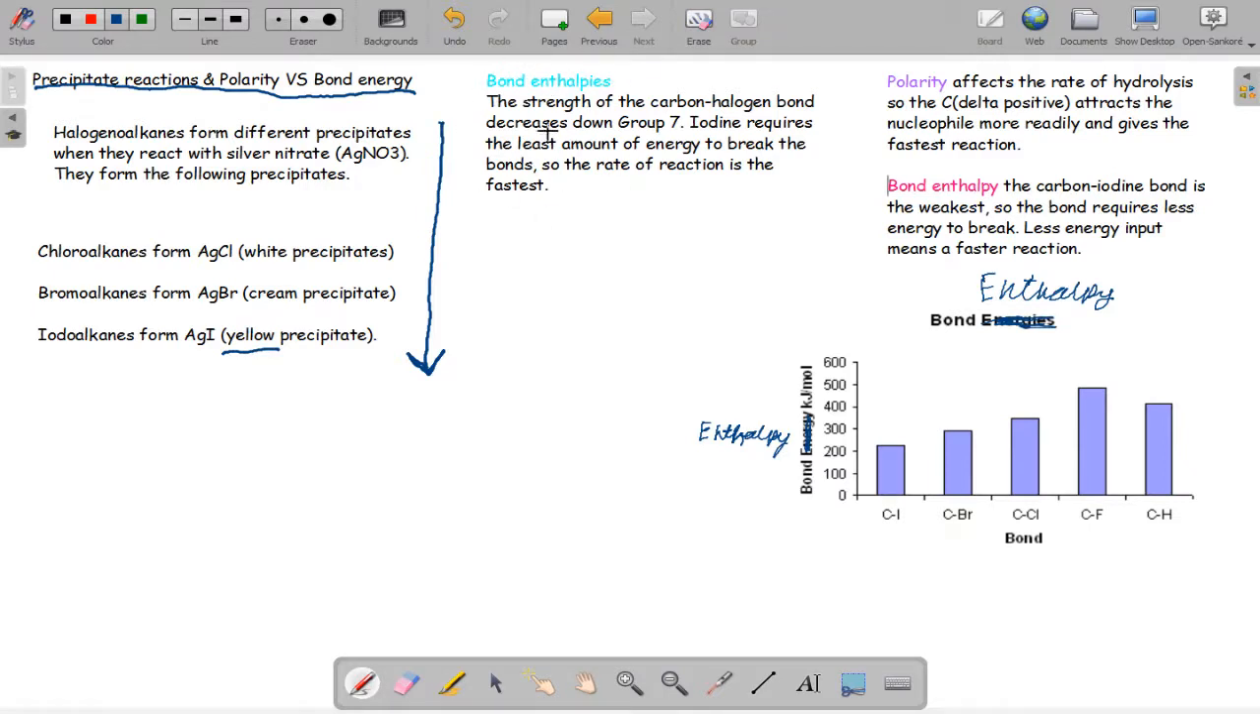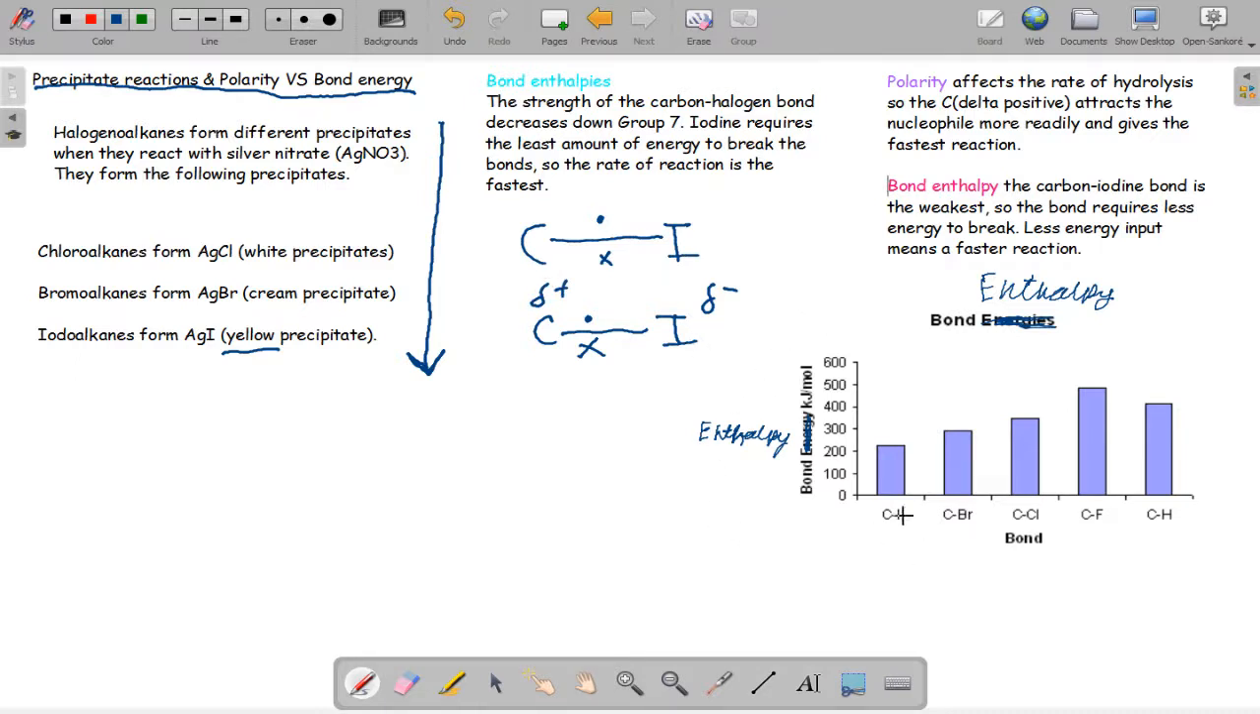And bond enthalpies, the strength of the carbon-halogen bond decreases down group 7, as I explained earlier. Iodine will require the least amount of energy to break the bond, so the rate of reaction is the fastest. So the actual energy stored in the chemical bond between the carbon and the iodine atom is a very low amount. In terms of electronegativity, the carbon atom would have the bonding electrons more than the iodine, as the iodine isn't really putting up much of a fight.